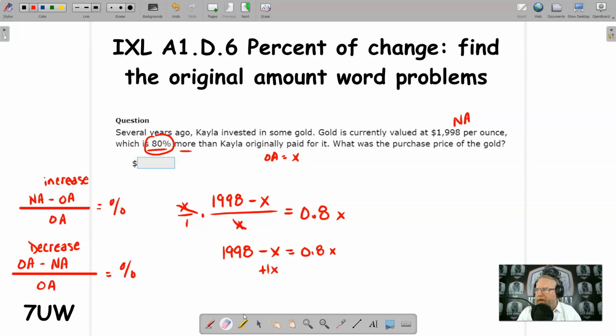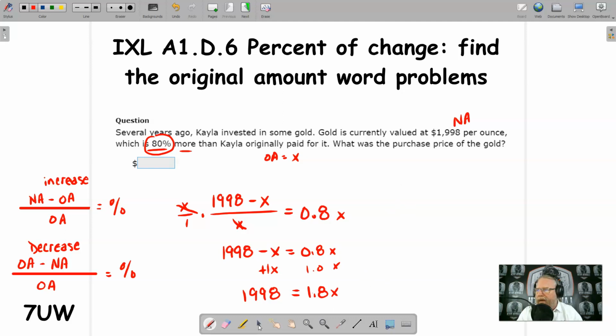Actually, let's do this a little bit cleaner. Let's just do this. We're going to add 1.0x. So we're going to end up with 1,998 equals 1.8x. All right. Now we're not quite done yet.